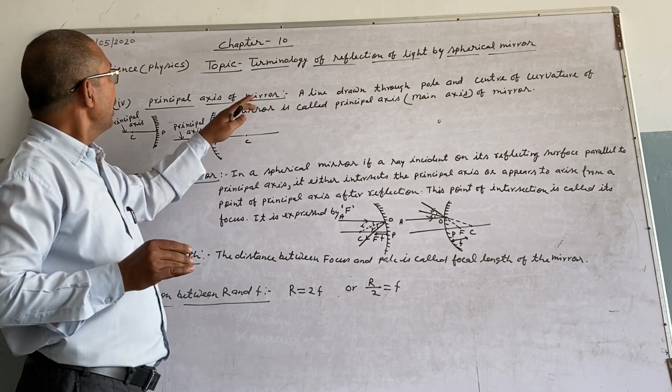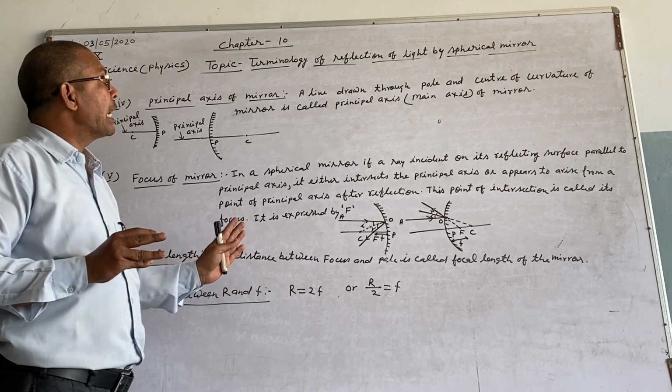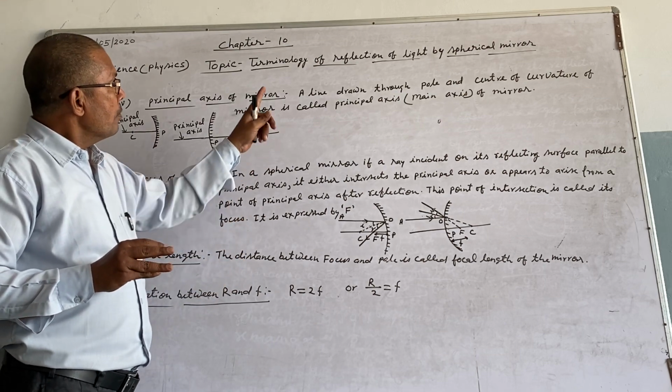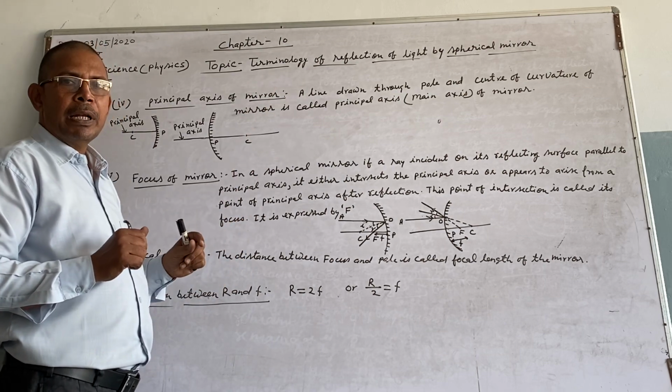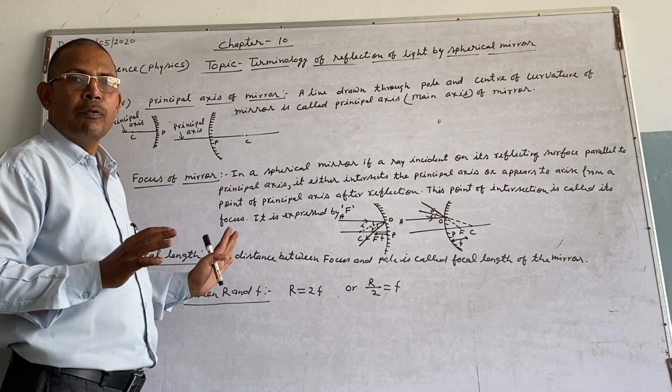So these are the points which are used to describe the reflection of light by spherical mirror. Please study these points again carefully.